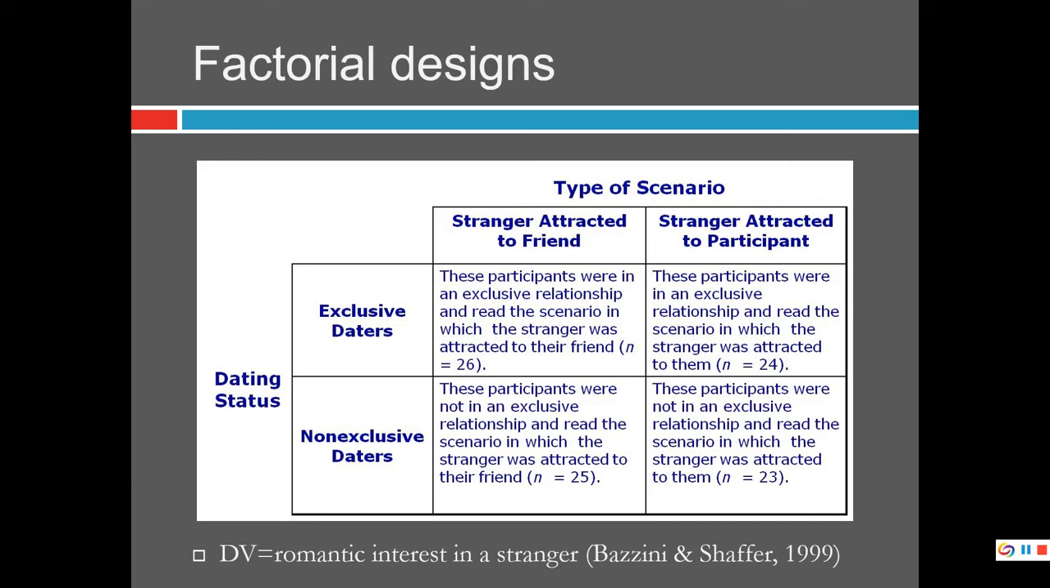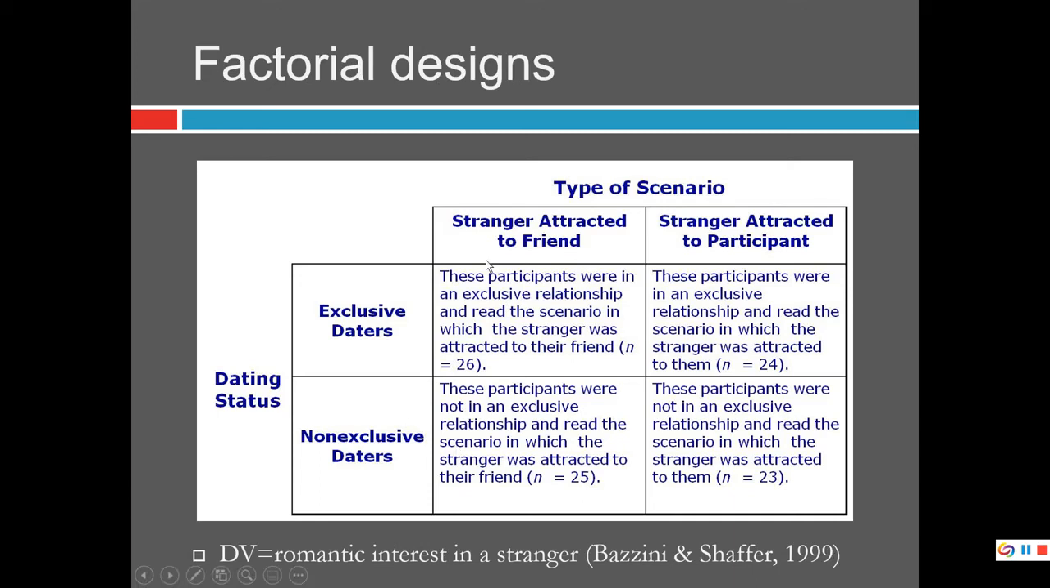The other independent variable, the type of scenario, was manipulated, randomly assigned. The scenario they read about that hypothetical stranger was that the stranger was either interested or attracted to their friend or attracted to the participant. So in this study, you imagine you go in, you just read a vignette about someone being attracted to you or your friend, and then you report how attracted or romantically interested you are in that stranger, basically.